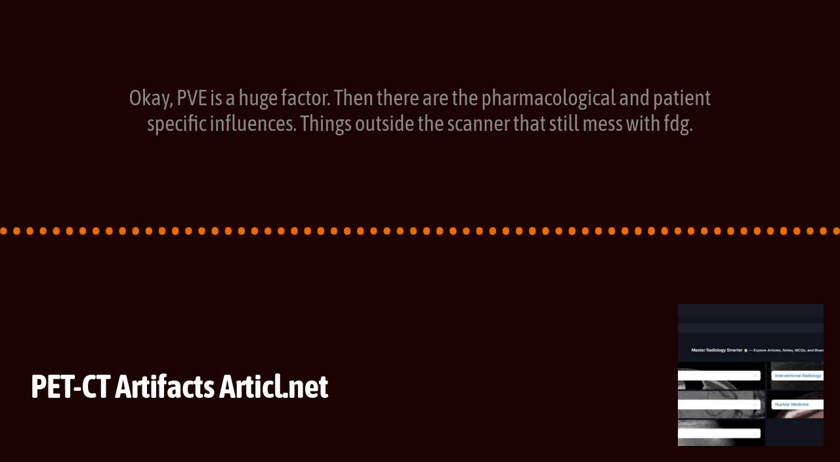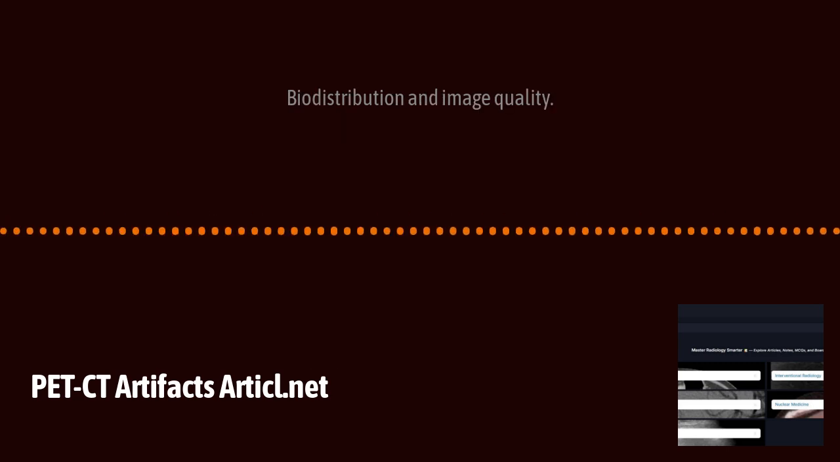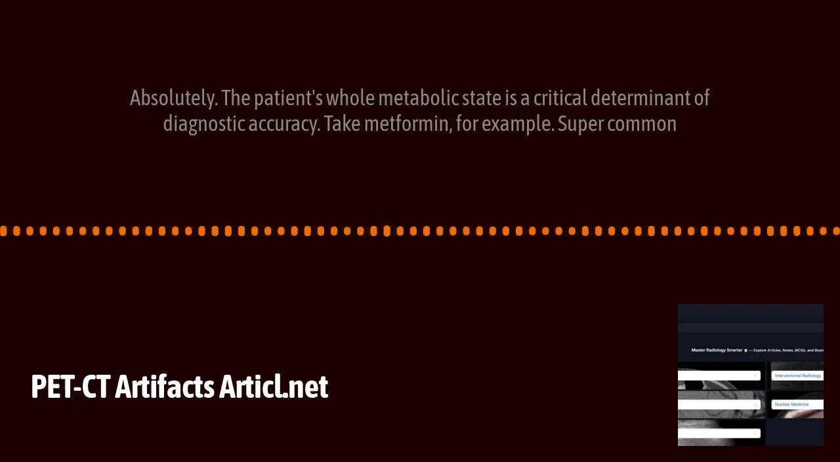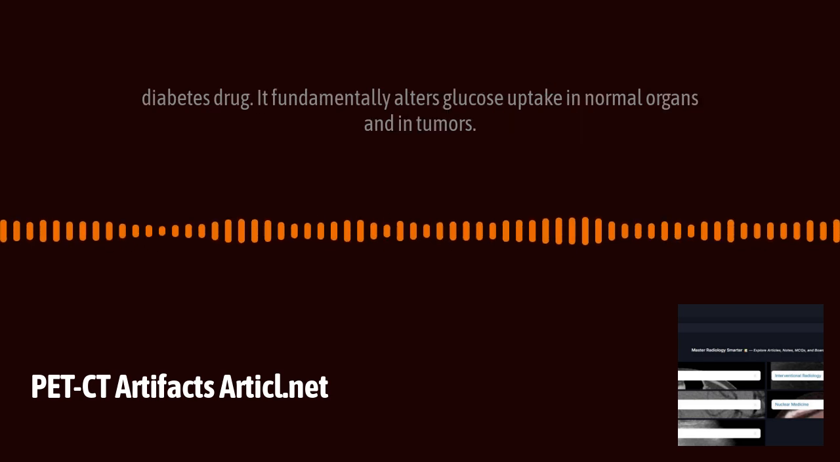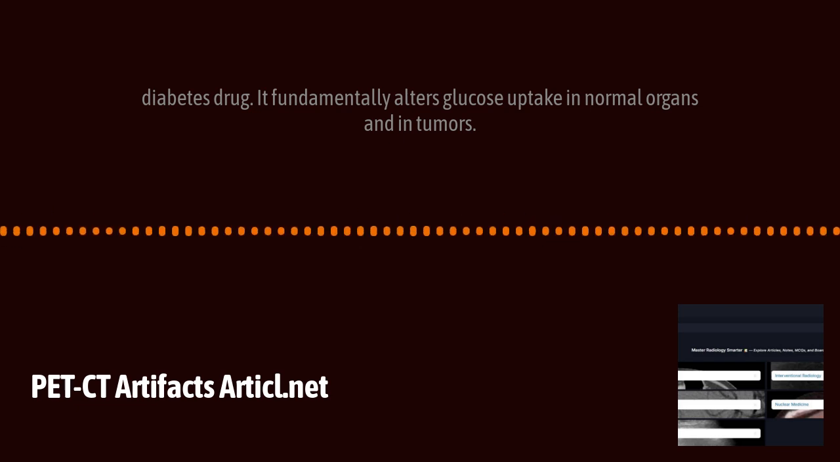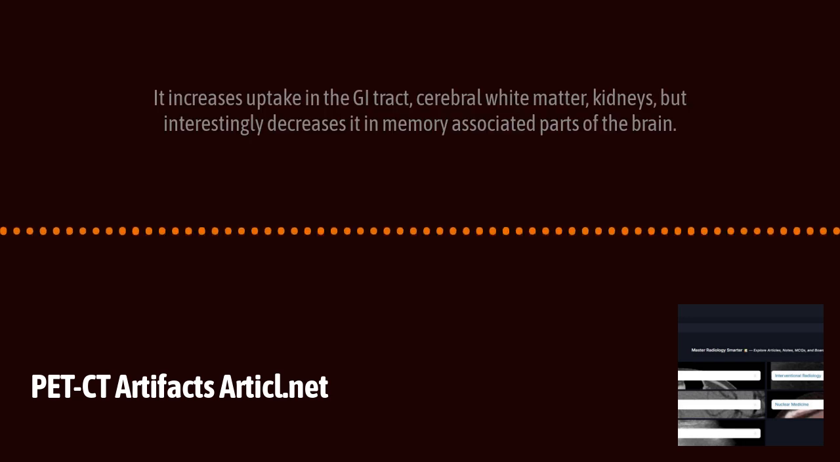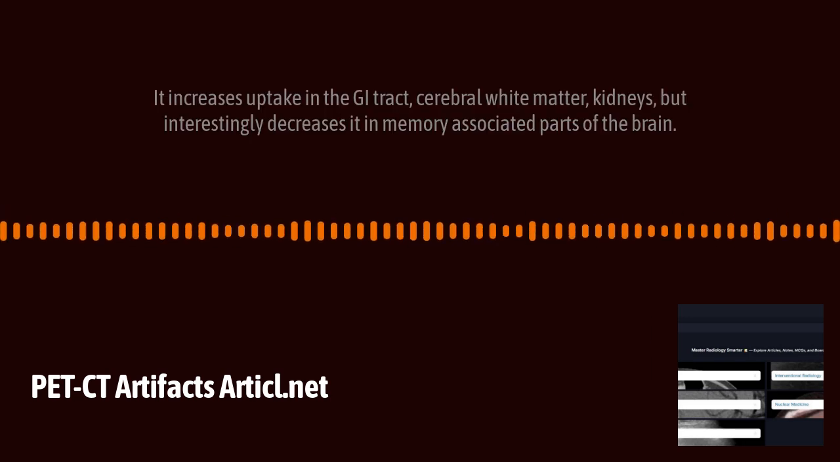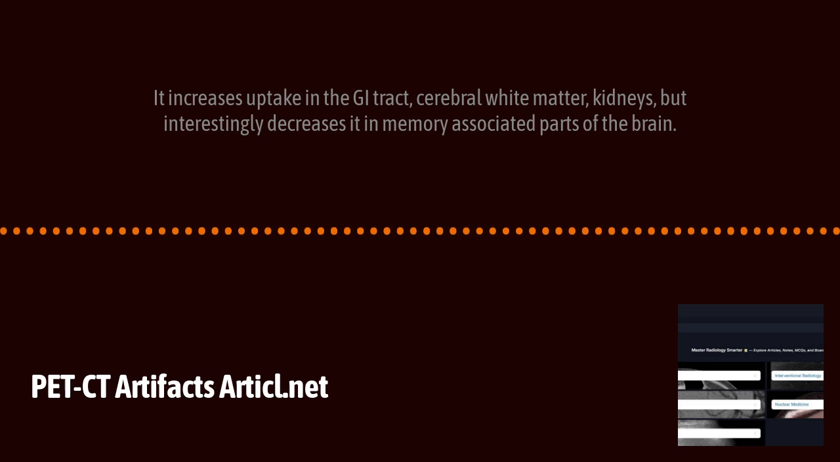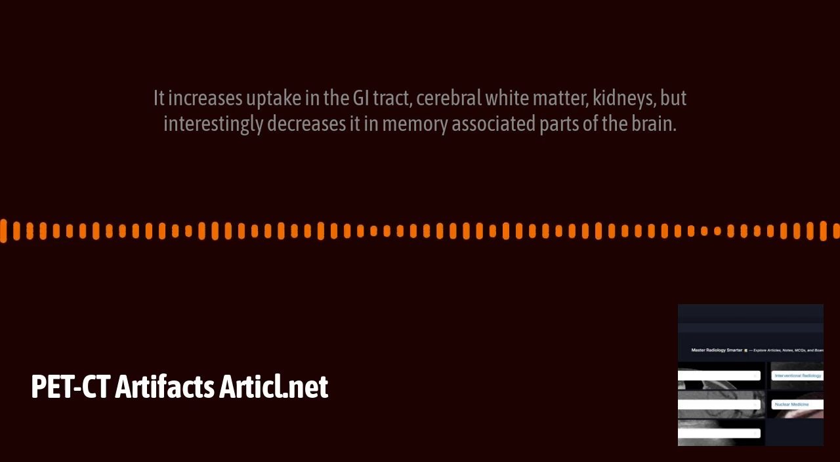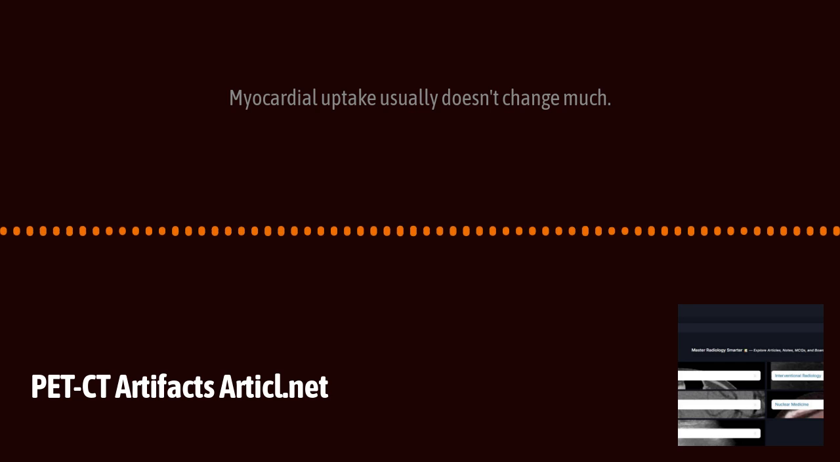Okay, PVE is a huge factor. Then there are the pharmacological and patient-specific influences, things outside the scanner that still mess with FDG biodistribution and image quality. Absolutely. The patient's whole metabolic state is a critical determinant of diagnostic accuracy. Take metformin, for example, a super common diabetes drug. It fundamentally alters glucose uptake in normal organs and in tumors. How so? It increases uptake in the GI tract, cerebral white matter, and kidneys, but interestingly, decreases it in memory-associated parts of the brain. Myocardial uptake usually doesn't change much.